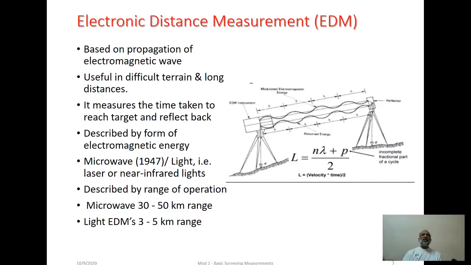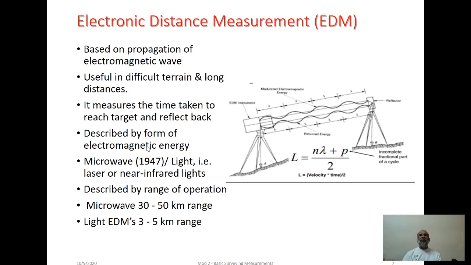Electromagnetic distance measurement equipment, abbreviated as EDM, is based on the propagation of electromagnetic waves. It is useful for difficult terrains and to measure long distances. It is basically based on the time taken by the electromagnetic wave to reach the target and reflect back.